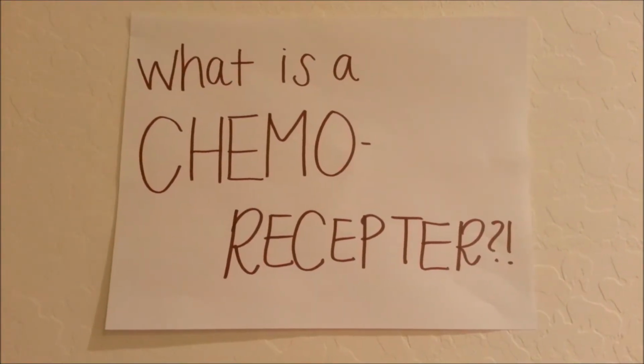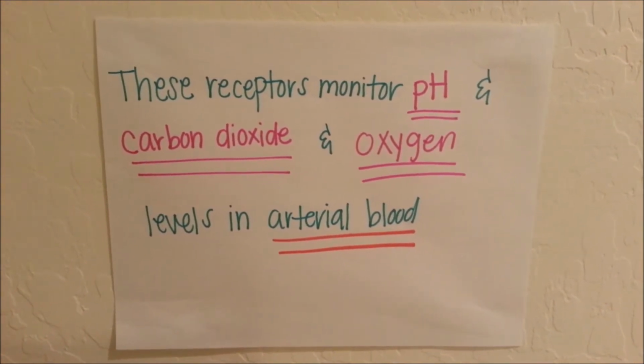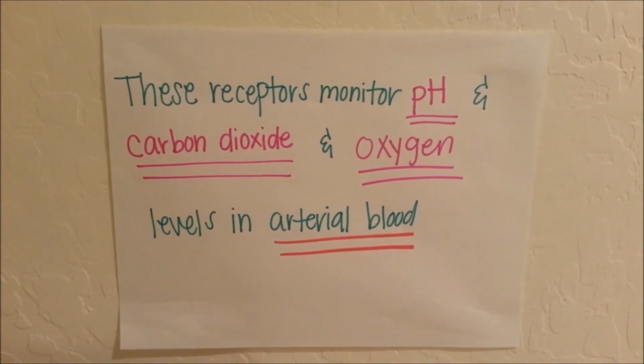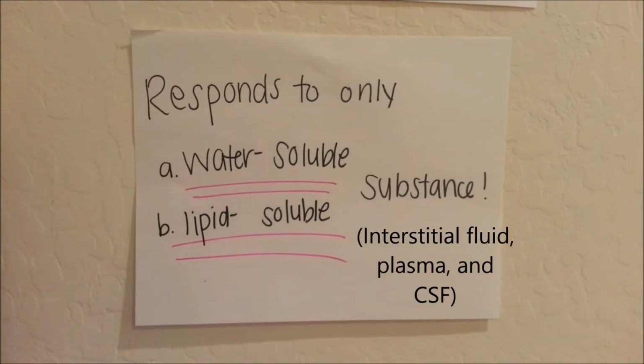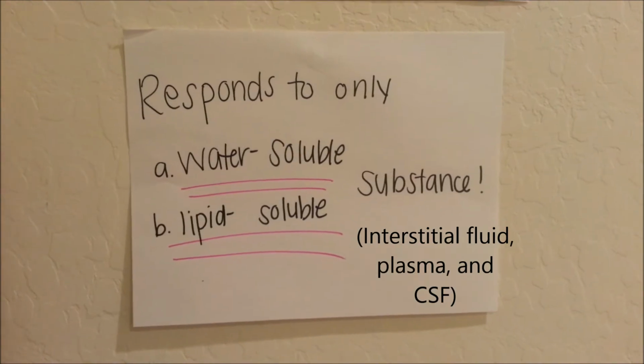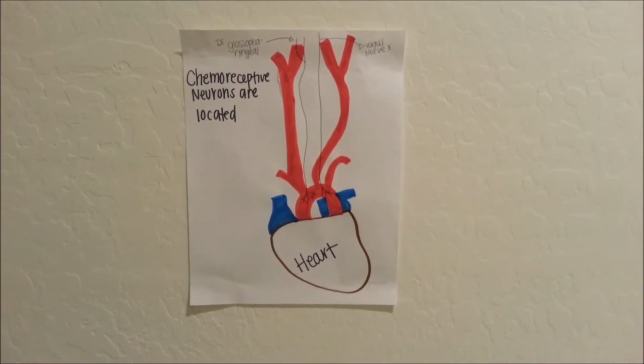What is a chemoreceptor? These chemoreceptors monitor pH, carbon dioxide, and oxygen levels in the arterial blood. Chemoreceptors respond to only water-soluble and lipid-soluble substances. There are two locations for the chemoreceptor neurons.